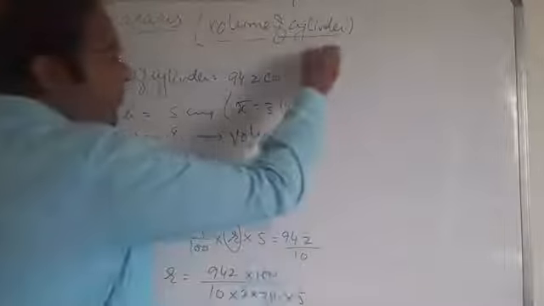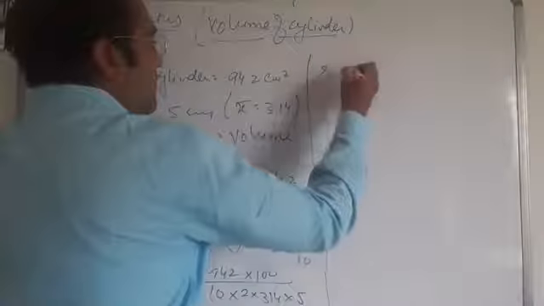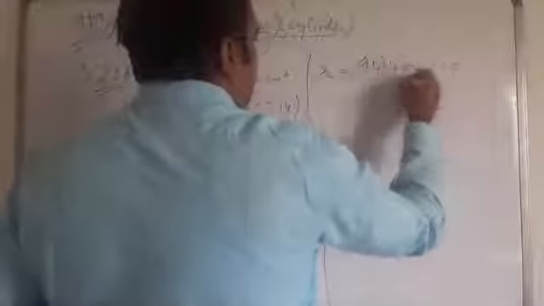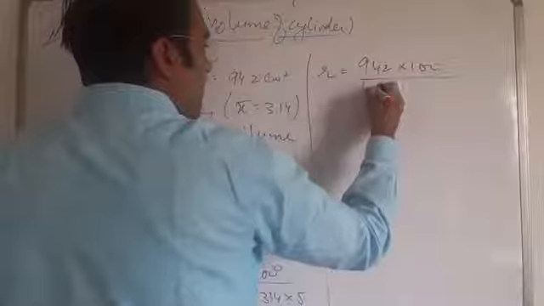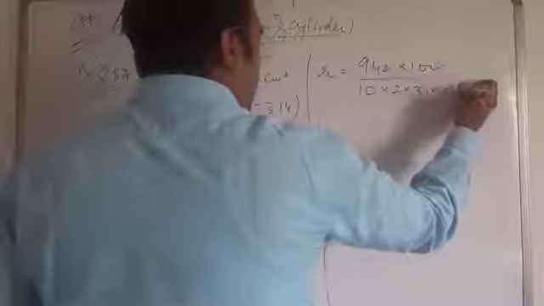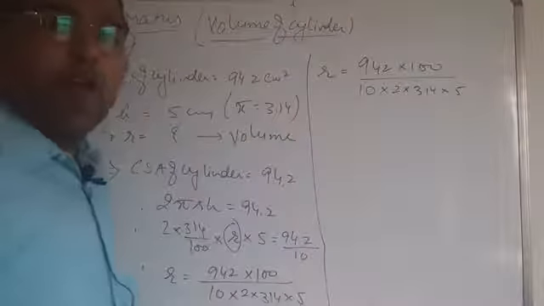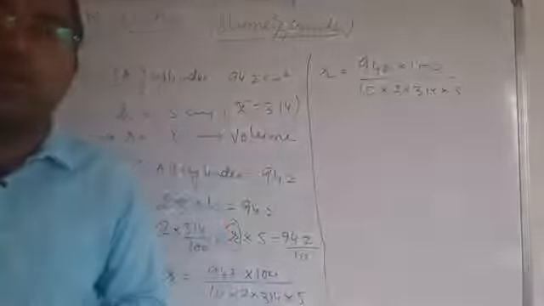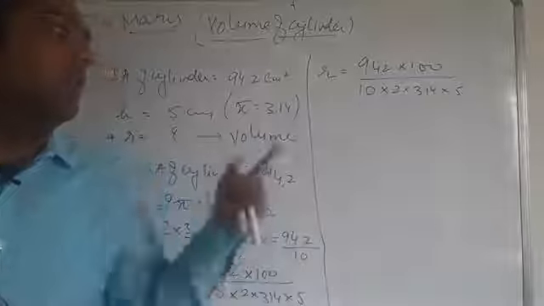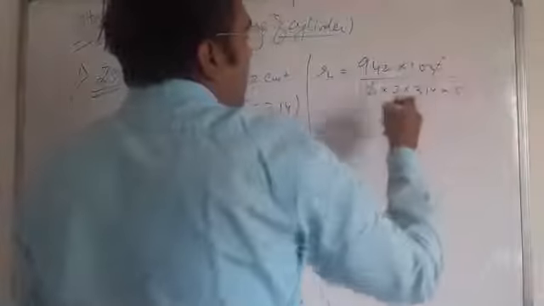Now we have to move to the calculation part. So my radius is 942 into 100 divided by 10 into 2 into 314 into 5. Now we have to take cancellation of this portion. After the cancellation, the zeros cancel out.